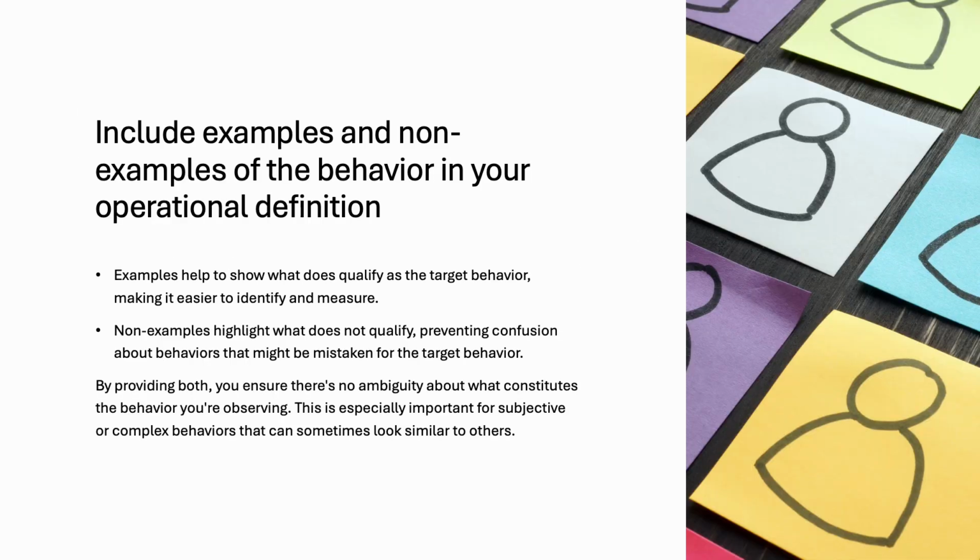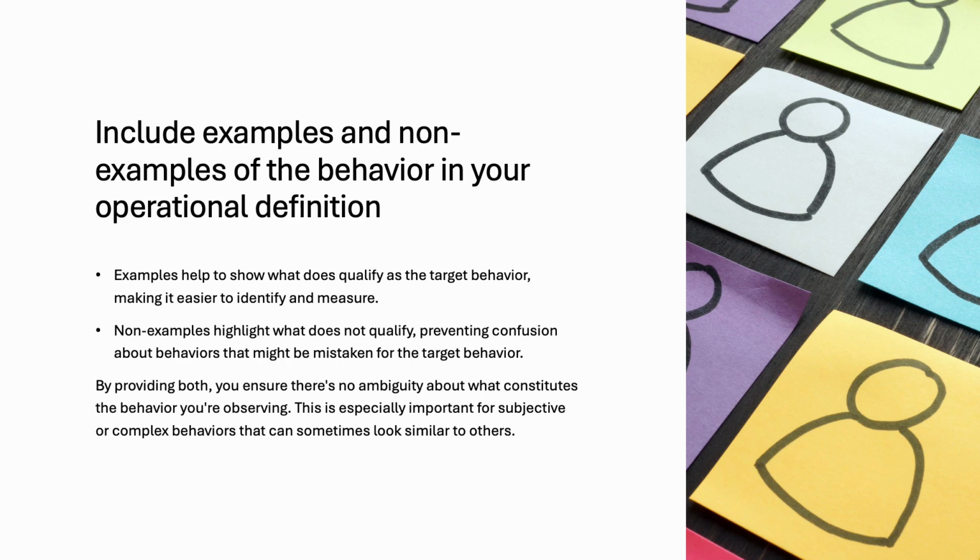So next, we also want to make sure that our target behavior definitions include examples and non-examples of the behavior. An example basically helps us to identify what counts as an instance of the behavior. And then non-examples tell us what would not count as an instance of the behavior. So say, for example, if we're looking at the behavior of aggression, you would have to specifically define what counts as an example of aggression, and then you would also define what counts as a non-example of aggression.